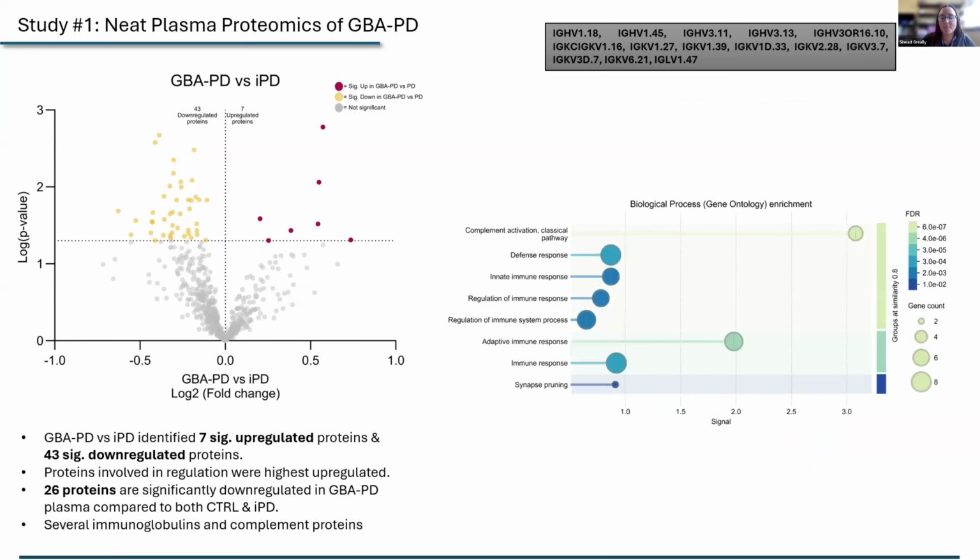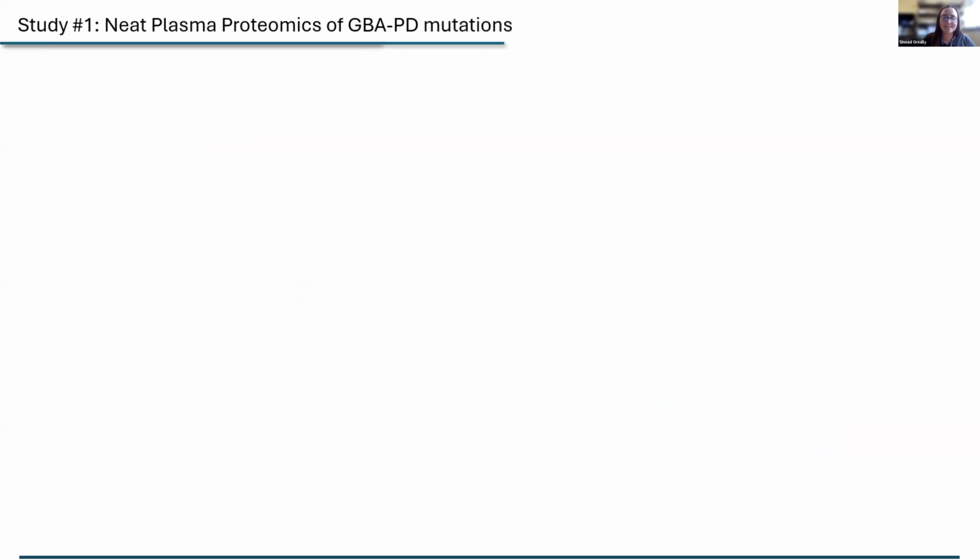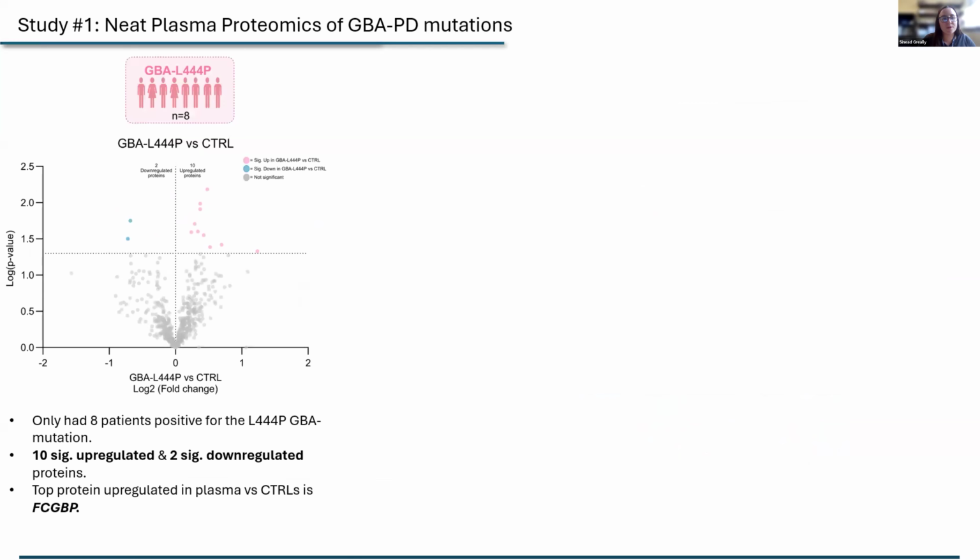When we look then at the biological processes, this is shown with complement activation being the highest process that is enriched. Next, I looked at each of the mutations themselves. As mentioned before, for the L44P group, we only had 8 patients. However, we identified 10 significantly upregulated and 2 significantly downregulated proteins. One of the upregulated proteins being FCGBP, which is involved in immune defense.